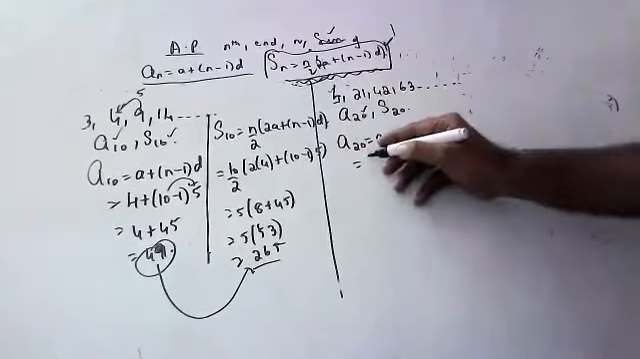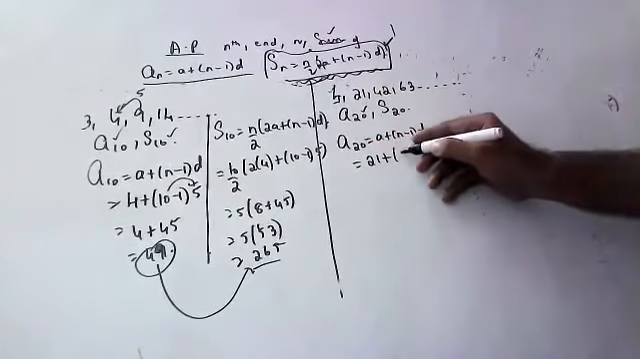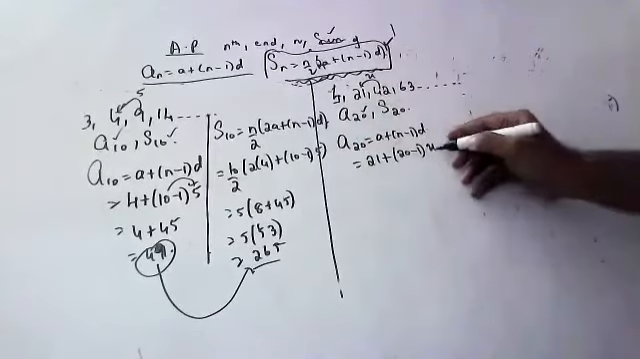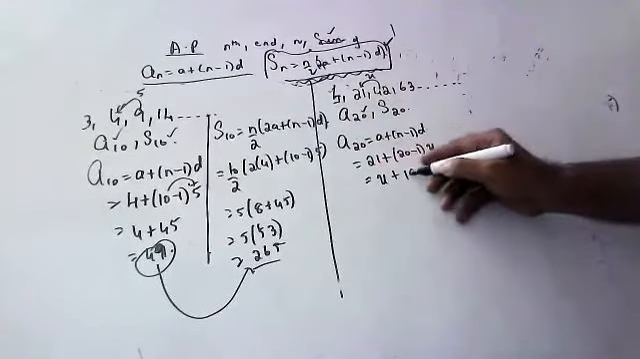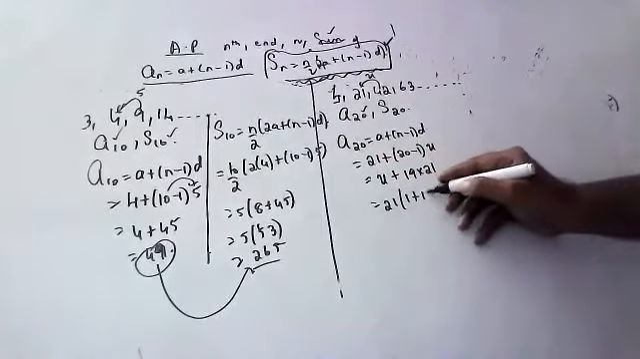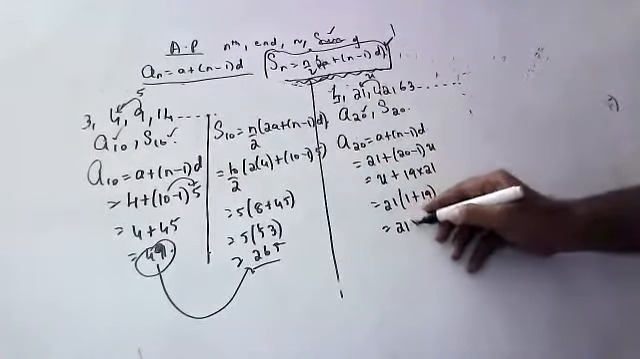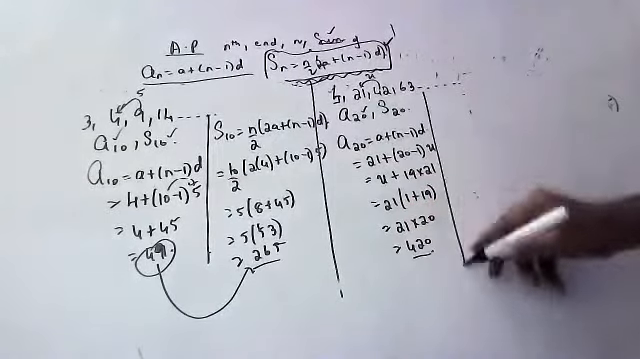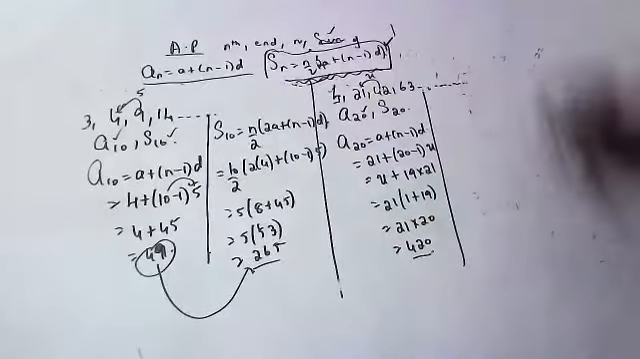A plus n minus 1 into d. 21 plus 20 minus 1. Common difference is how much? 21. 21 plus 19 into 21. Take 21 common. 1 plus 19. So 21 into 20. How much is that? 420. So children, in this series, the 20th term is 420.